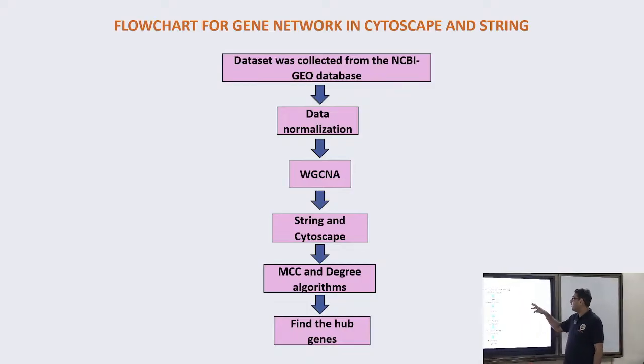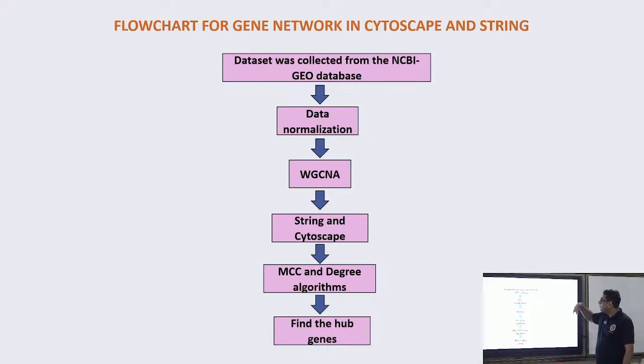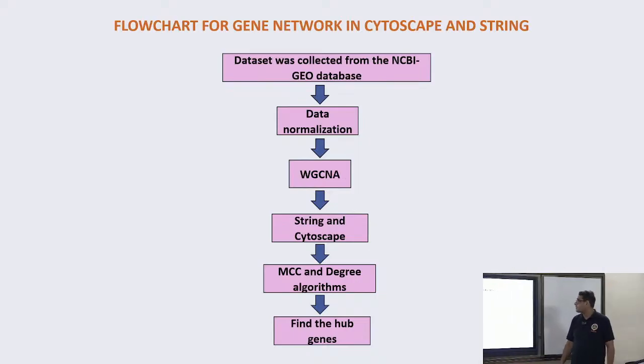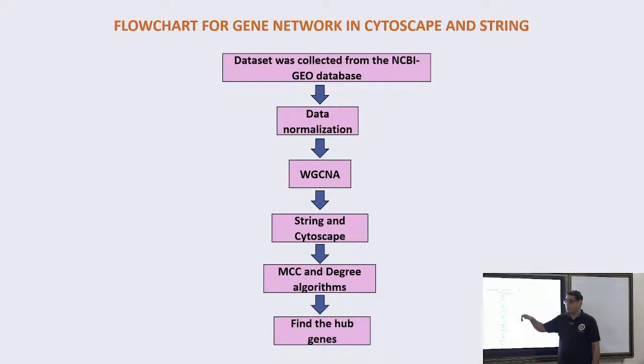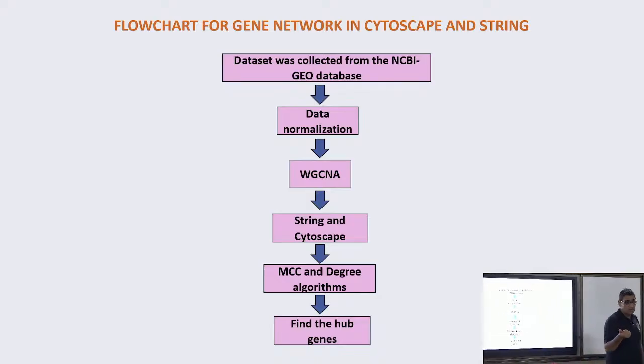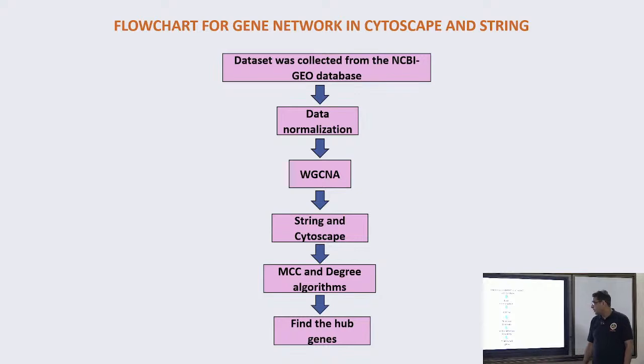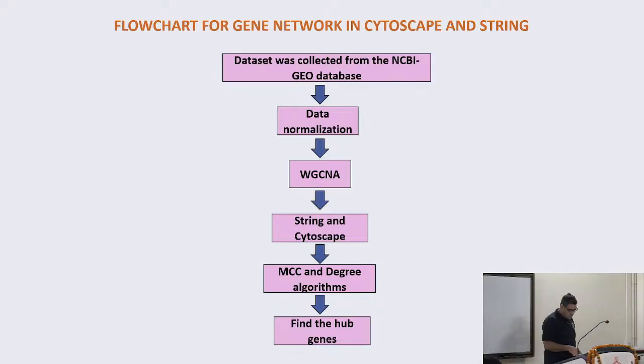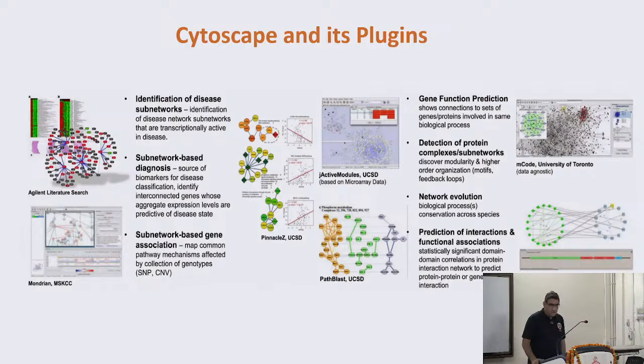If you want to start, in the tutorial you will learn how to make this through Cytoscape and STRING. The data set is to be collected from the NCBI and GEO databases, then data normalization, then do the WGCNA, that is a weighted network, then use STRING, then you do the algorithm finding and find the hub genes. Hub genes means how they are connected to each other, and if you are able to do that, you will get the network model. Now what is Cytoscape and other plug-ins used in the gene network model?